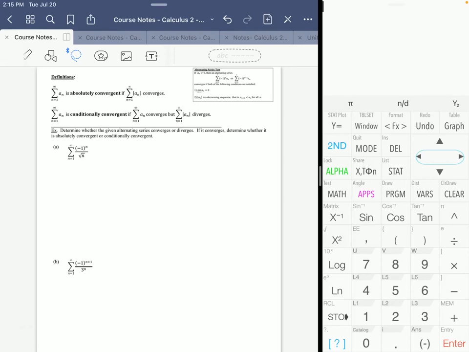So looking at page 80, we're talking about whether or not a series is absolutely or conditionally convergent. I chucked in the definitions involving the alternating series test, just as a reference piece. The directions say determine whether the given alternating series converge or diverge. If it converges, determine whether it's absolutely or conditionally convergent. So let's start off with whether or not they converge.